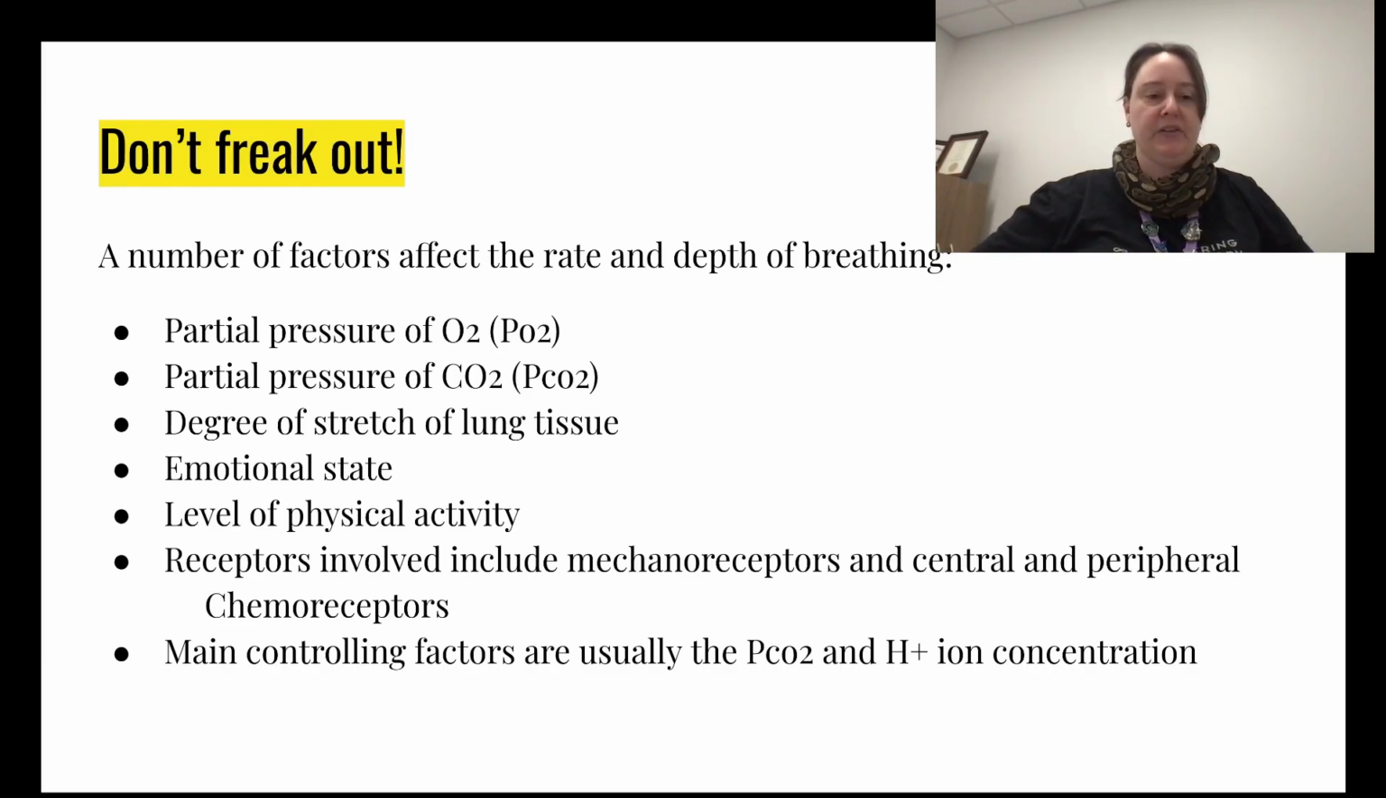That doesn't help with the breathing. Or if you're hysterical, absolutely devastated about something and crying hysterically, that doesn't help with the breathing either. So level of physical activity, which I need to increase mine, also matters. The receptors involved include mechanical receptors and central and peripheral chemoreceptors.